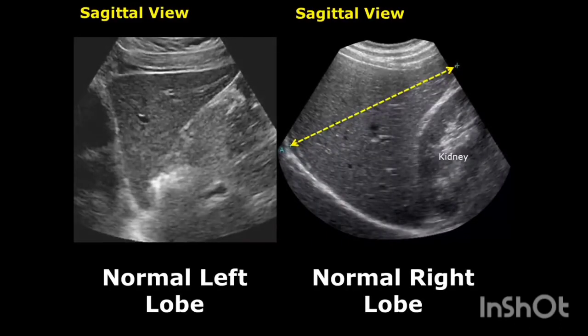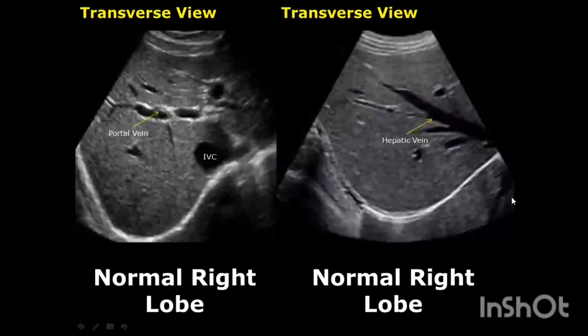The first two images are normal appearances of the liver. This is the left lobe in sagittal view, and this is the right lobe. Right here is the kidney, and the liver is having smooth echo texture. In transverse view of the liver, we can see the blood vessels.